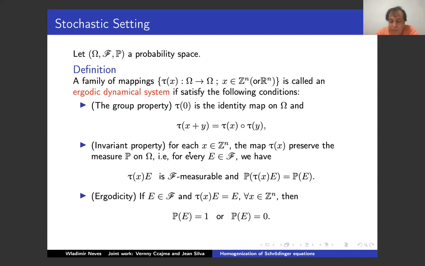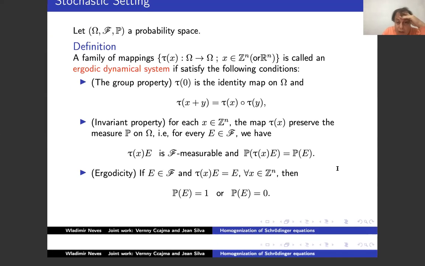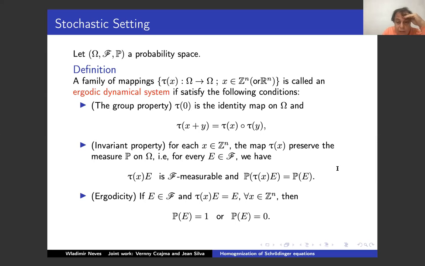Okay, so let's put things in a more precise context. We are going to say that tau is an ergodic dynamical system. It satisfies the group property, so it means that tau of 0 is the identity, and tau of x plus y is given in this way. Very important is the concept that tau preserves the measure. It means that if tau of x applied to a measurable set is taken, the probability measure P of this set is equal to the probability measure of the original set. This invariance of the measure is very important, because we are going to see the definition of the stationary function, and this is so important in this way.